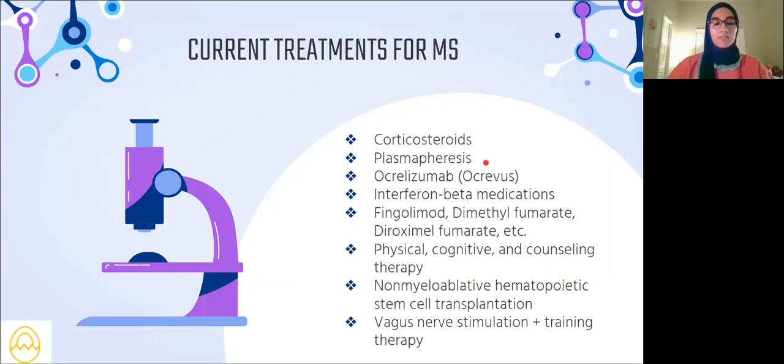Other treatments, collectively known as disease-modifying therapies, or DMTs for short, have shown to slow disease progression in MS patients. For instance, ocrelizumab, sold commercially as Ocrevus, is the only FDA-approved DMT for primary progressive multiple sclerosis. Interferon beta medications are the most common injectable DMTs for relapsing remitting multiple sclerosis. Fingolimod, dimethyl fumarate, diroximel fumarate, and others are oral DMTs for relapsing remitting multiple sclerosis.